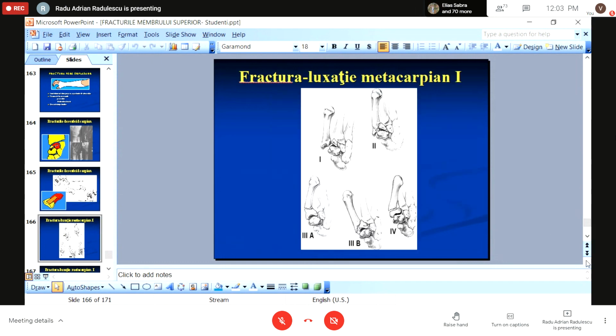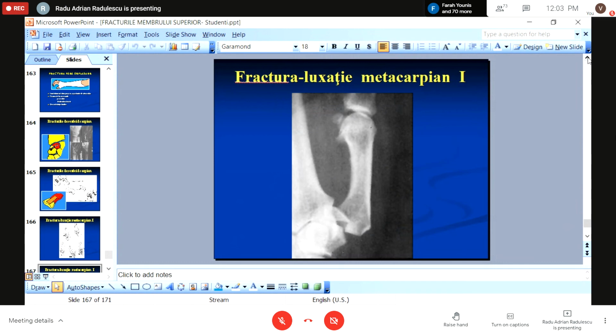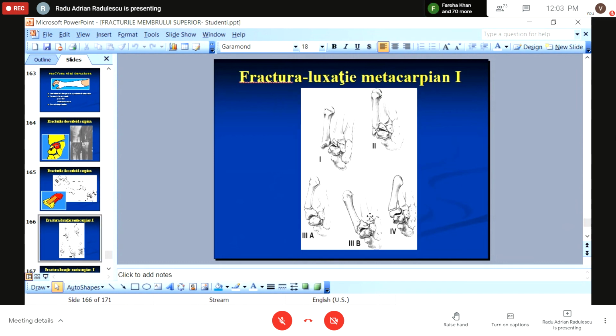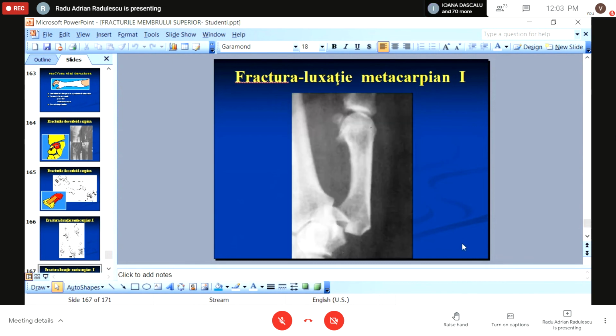And finally, one fracture I want to mention is the fracture of the basis of the first metacarpal bone of the hand. So this is an articular fracture, and a small fragment from the basis of the first metacarpal bone will be detached, and this fracture will be accompanied by the dislocation of the basis of this metacarpal bone. This fracture is called the boxer's fracture because it's very frequent in people practicing this sport.